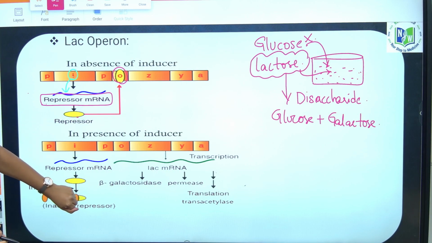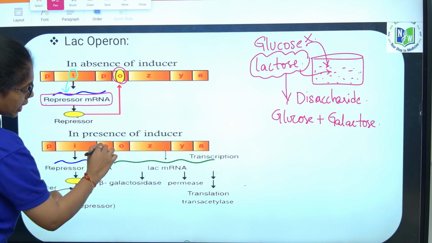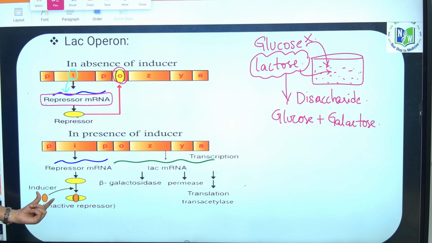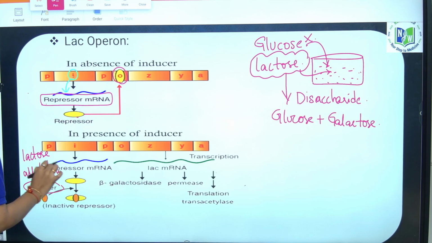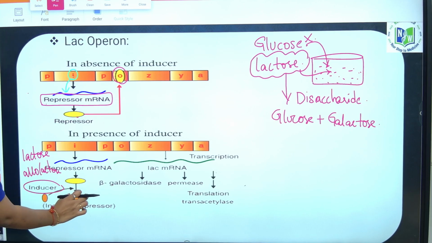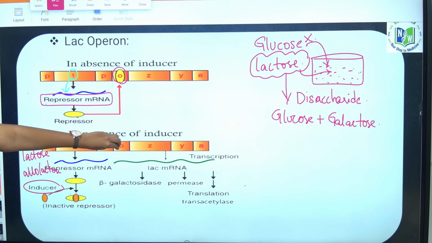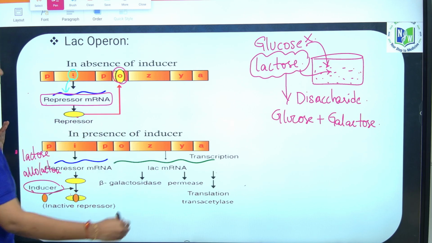Now the repressor is held in the cytoplasm. There is nothing to block the process of gene expression, as the repressor cannot reach the operator region, because lactose is combining with the repressor. The inducer can be either lactose or allolactose. Once it is bound to the repressor, the repressor cannot bind to the operator region. Then, in the presence of inducer, gene expression is happening.